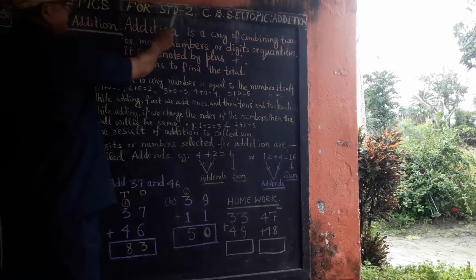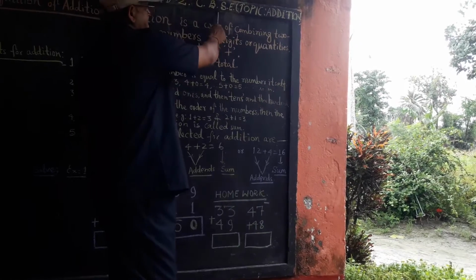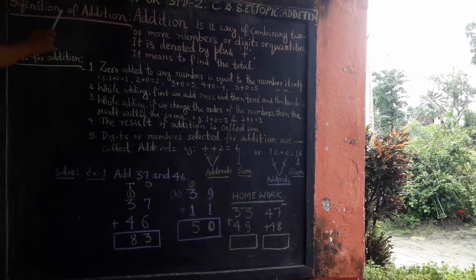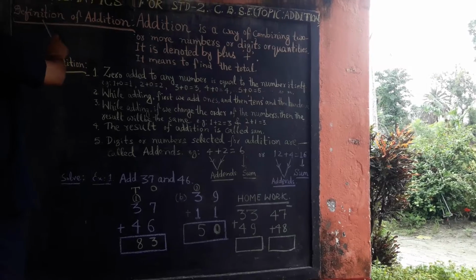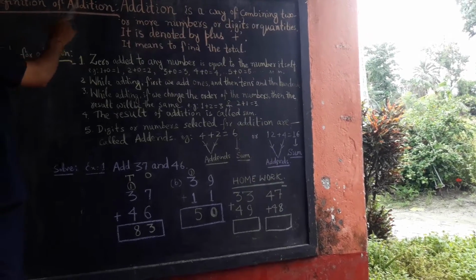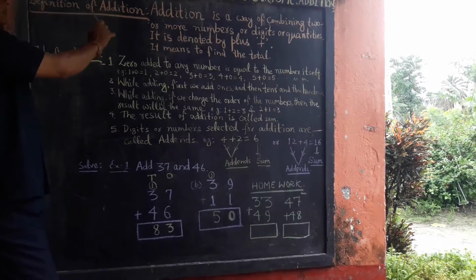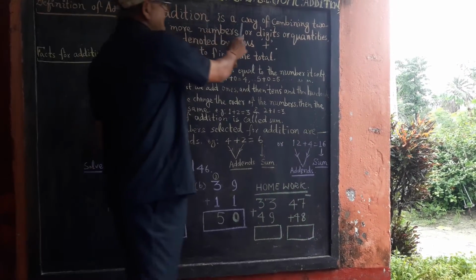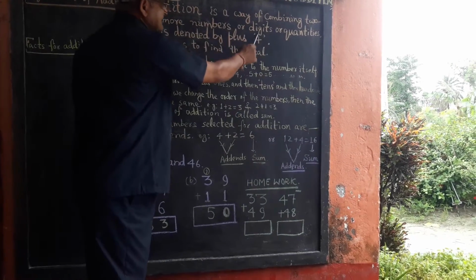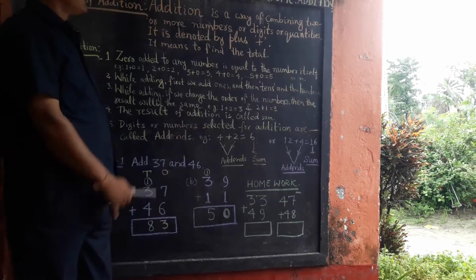Mathematics for standard 2, CBSE curriculum. Our topic is addition. First of all, you need to know the definition of addition. What is the definition of addition? Addition is a way of combining two or more numbers or digits or quantities.